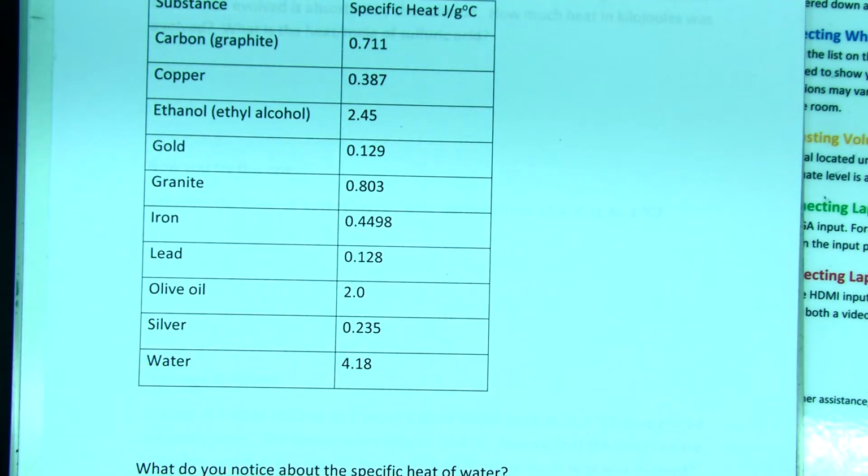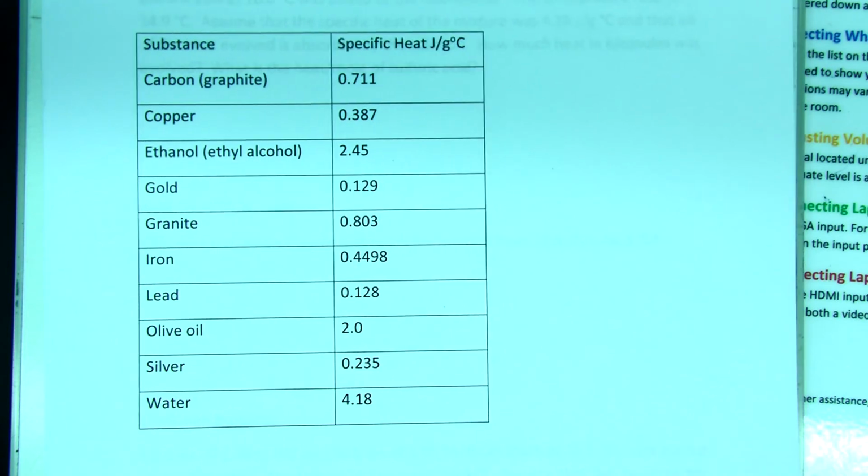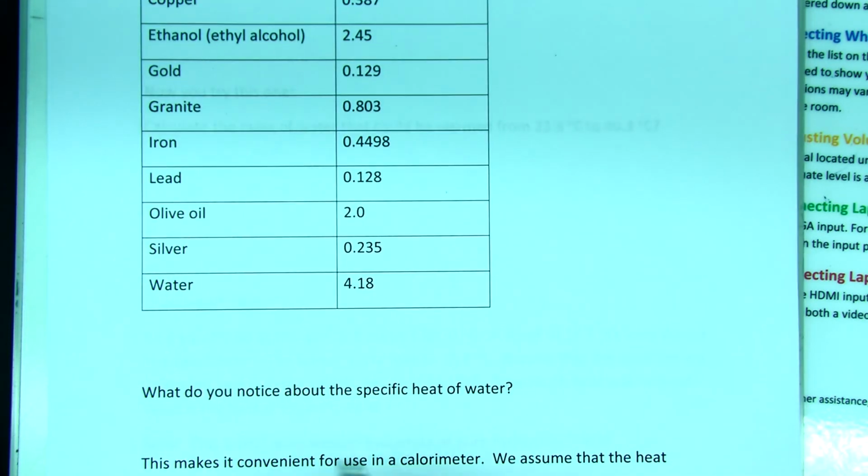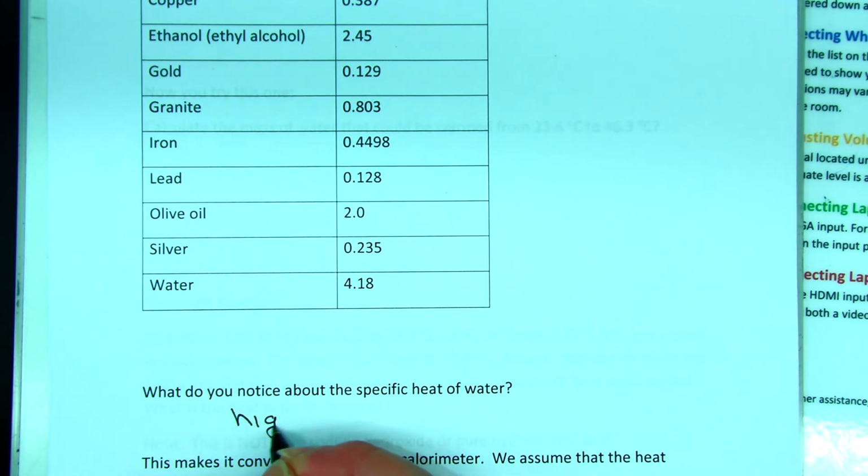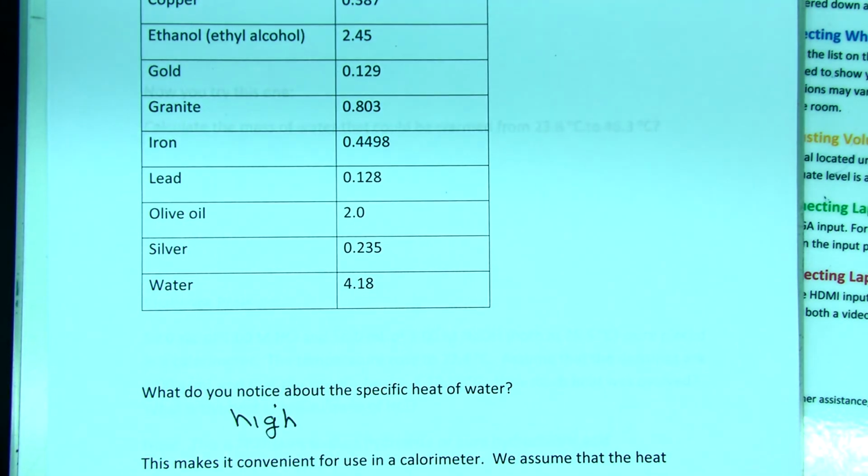What do you notice about the specific heat of water? It's very high considering that you're comparing it to everything else on there. So, because this is high, what that means is it takes a lot of energy to heat water up compared to how much energy it takes to heat those other things.